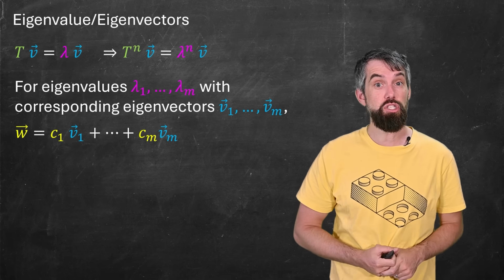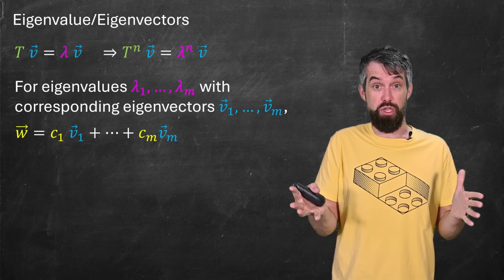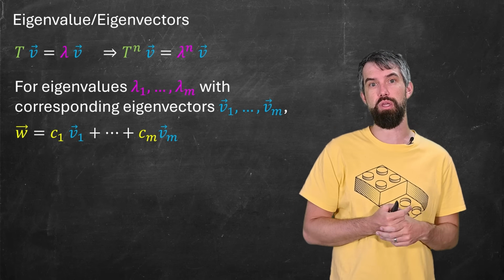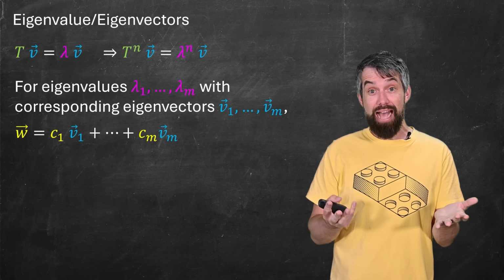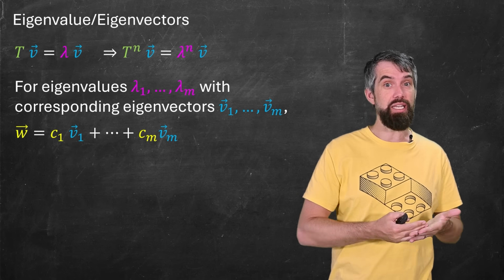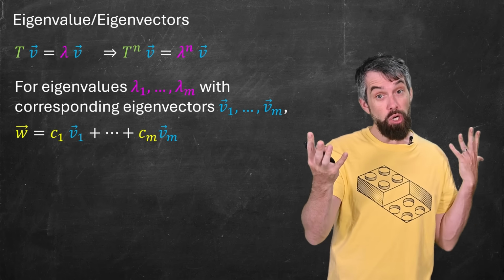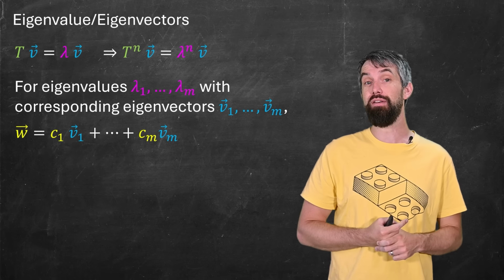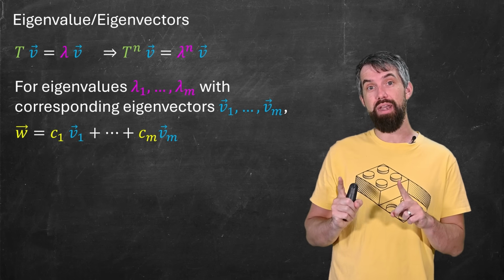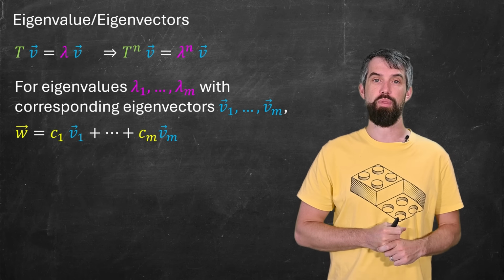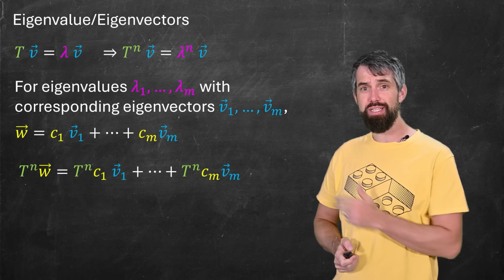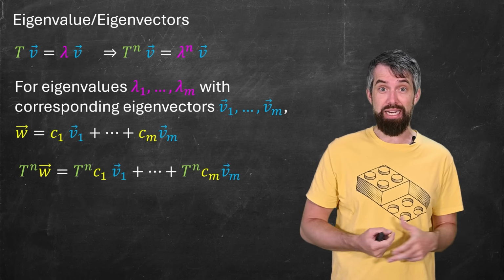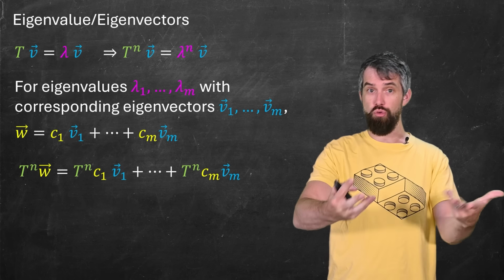Now, if I start with some particular string w, a string that's represented by a vector w, then I can ask, can I write it out as a linear combination? Can I write it out in terms of all of these different eigenvectors? And if I can, I have a really lovely property that comes out. Watch this. I'm taking this matrix T^n and applying it to this thing. I want to evolve my w these n times.